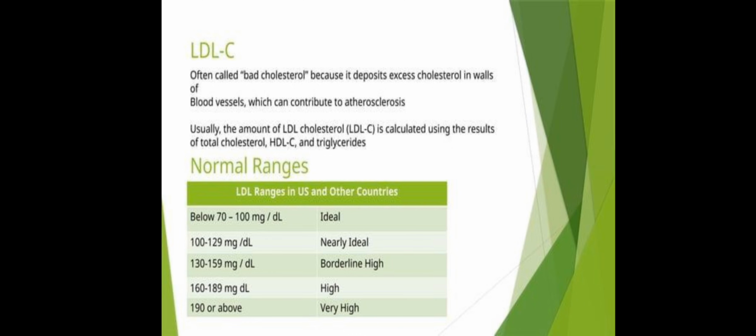This tabular column shows the normal ranges of LDL. Below 100 milligram per deciliter is known as ideal, 100 to 129 is near ideal, 130 to 159 is borderline high, 160 to 189 is high, and 190 or above represents very high levels of low density lipoprotein, which is bad and adversely affects our body.